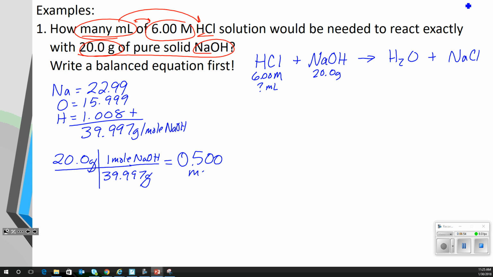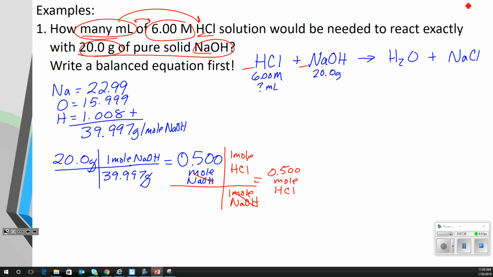0.500, and that is moles of NaOH, right? At this point, since we want to go from moles of NaOH to moles of HCl, this is where I use my coefficients. I've underlined them in red, and we just set up factor label again, 1 mole of NaOH, because I want to get rid of it, goes on the bottom, goes to 1 mole of HCl. Well, it's a 1-to-1 relationship here, so it's still just going to give me 0.500 moles of HCl. Everybody okay with that? If I had different numbers, it would change it.